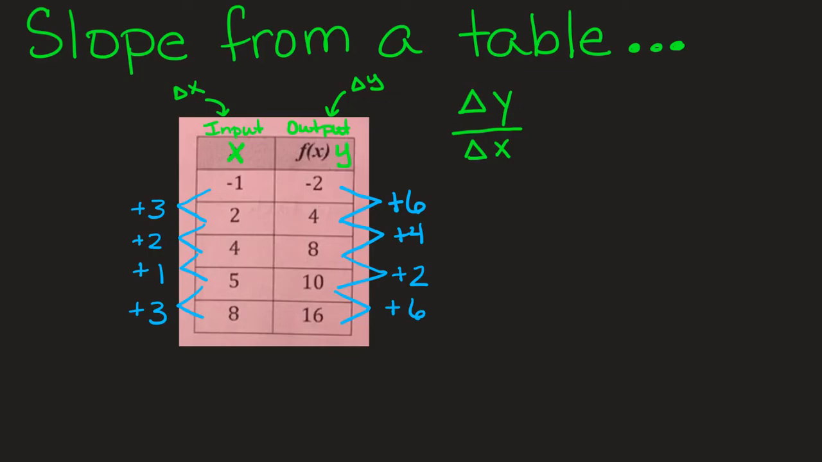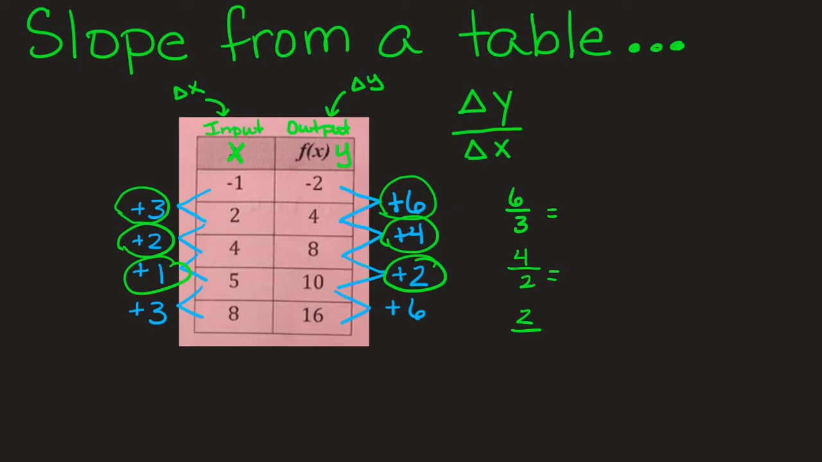Now, for every input and every output, you're going to set it up as change in y over change in x. So I'm going to do the first one. Our first change in y goes with our first change in x. So I'm going to have 6 over 3. What does that equal? And then I'm going to do 4 over 2, so change in y over change in x. And then 2 over 1, and then 6 over 3.